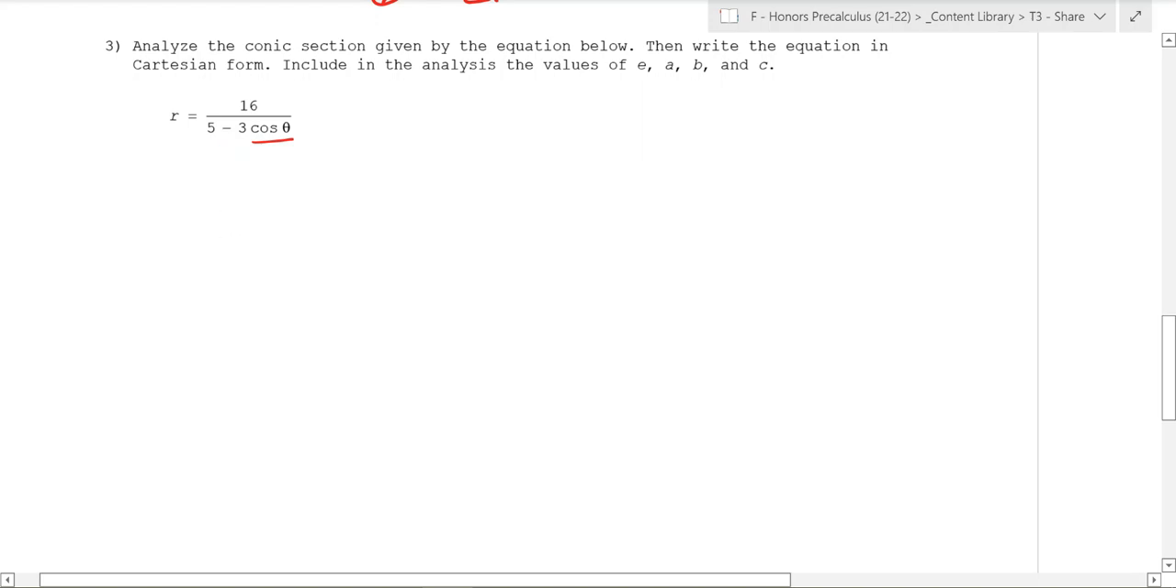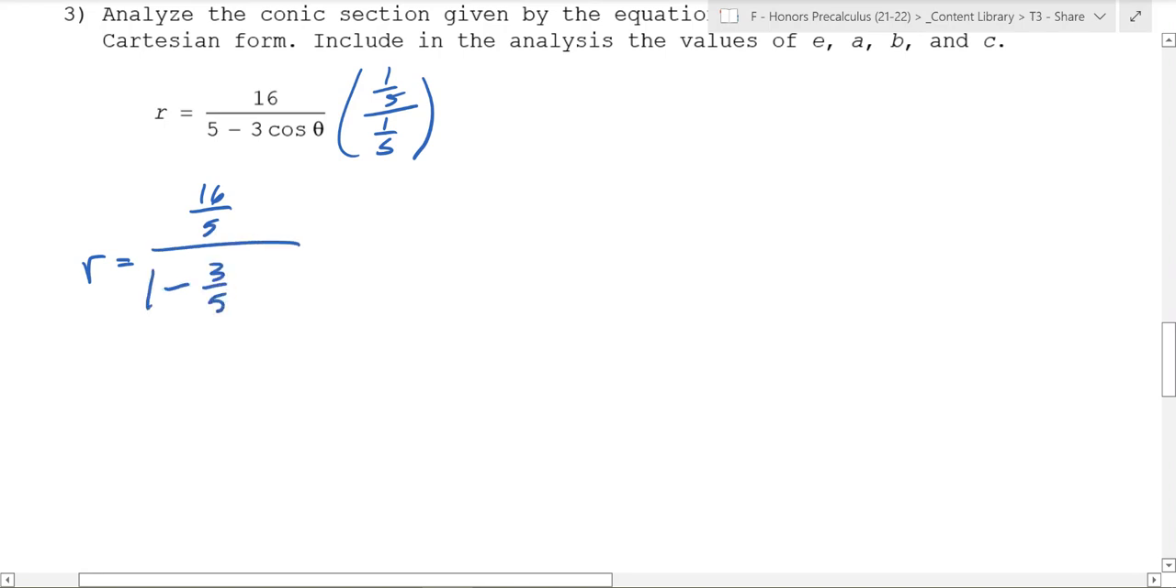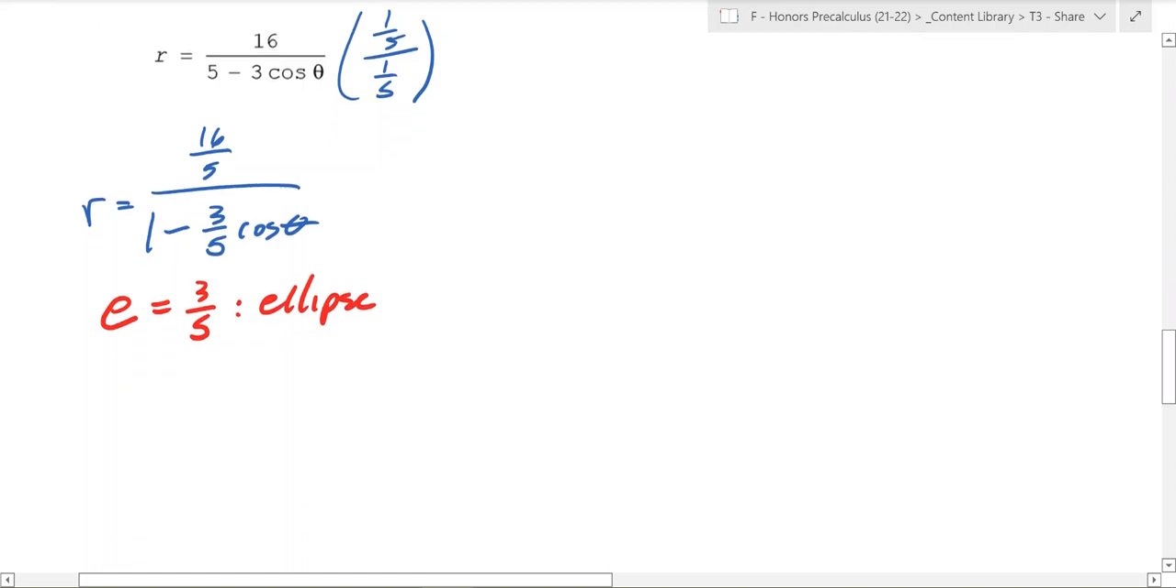So we automatically need to turn this into the right form, and we're going to do that by turning that leading number, that 5, into 1, right? So we multiply this by 1/5 over 1/5, which is a fancy form of 1. So we have r is equal to 16/5 over 1 minus 3/5 cosine theta. That's nice because it tells us that the eccentricity is 3/5, which means it's an ellipse. So that tells us it's an ellipse. That's pretty cool.